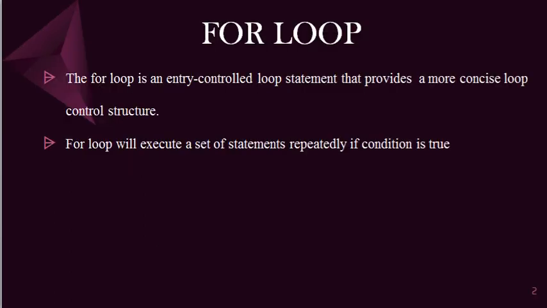The for loop is an entry controlled loop statement that provides a more concise loop control structure. It is an entry controlled loop structure. The for loop will execute a set of statements repeatedly if the condition is true.